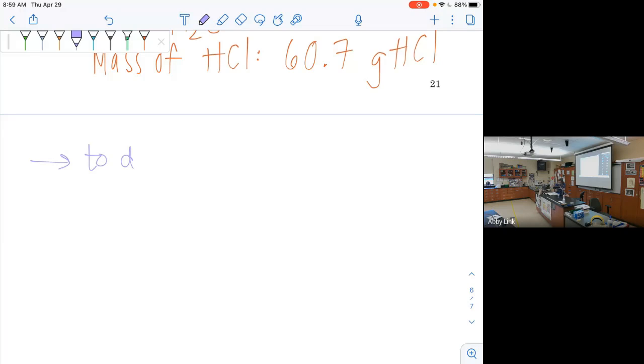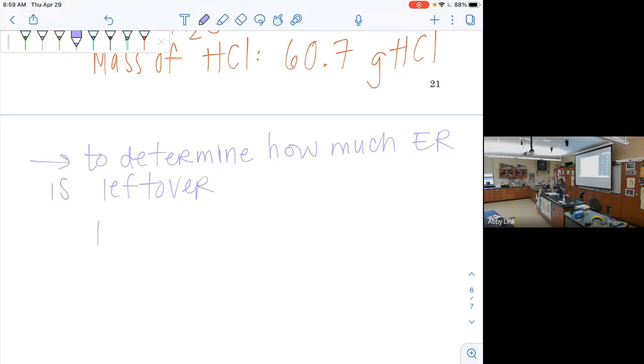To determine how much excess reactant is left over, you have 2 steps here, okay? Step 1 is to convert from the grams of the limiting reactant.